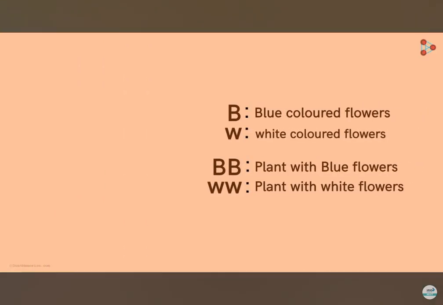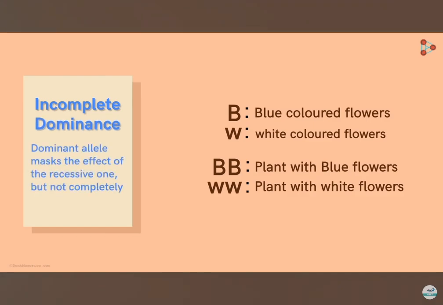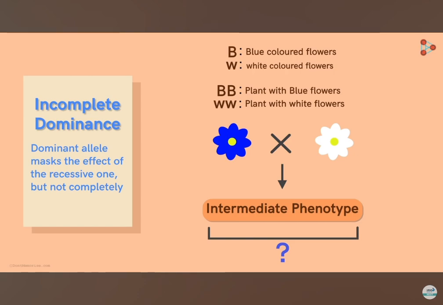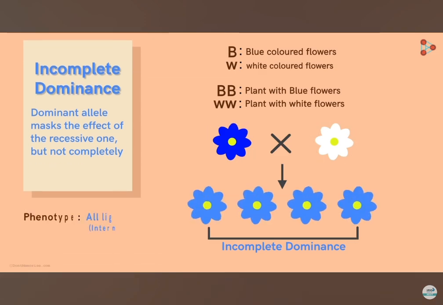Next in the list is incomplete dominance. In this type, the dominant allele masks the effect of the recessive one, but not completely. That means a phenotype which is intermediate of the two parents is obtained in the F1 hybrid. Any guesses what will happen in this case? If this is a case of incomplete dominance, then an intermediate of the two colors will be obtained. Maybe light blue color?